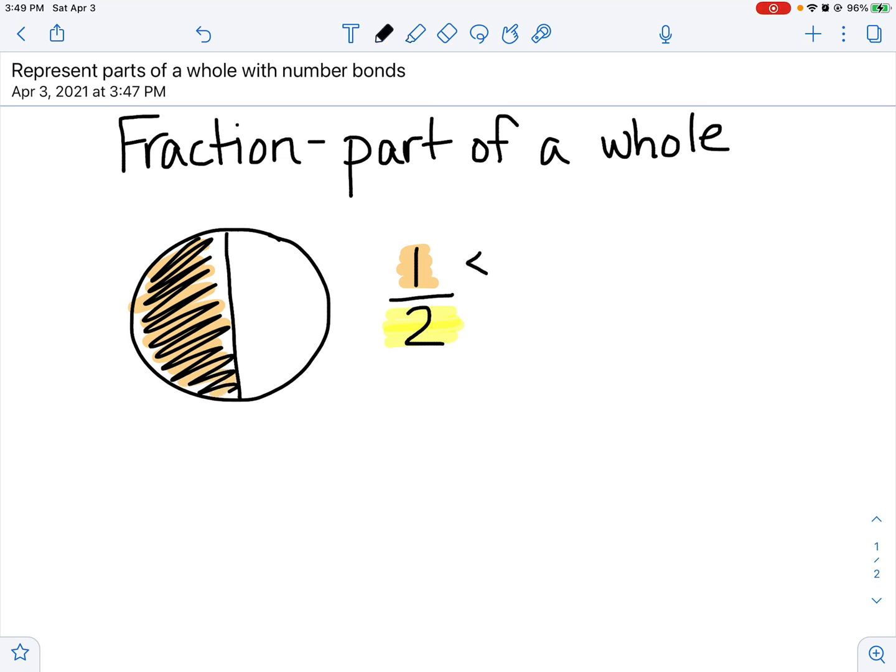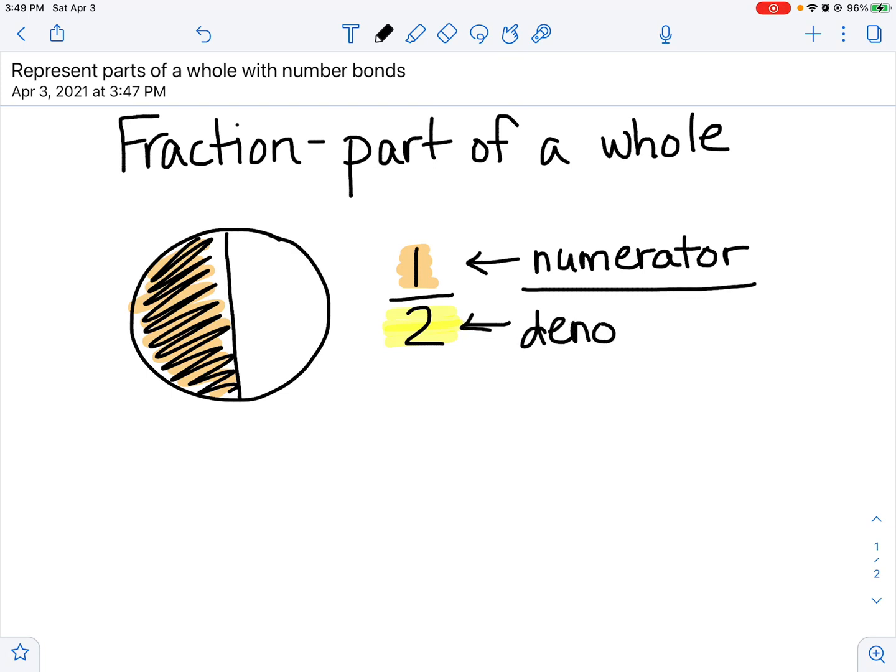Okay, so just a reminder, this is called the numerator, the top number, and that's the part of the whole that we're talking about. And then the bottom number is called our denominator, and our denominator tells us how many parts the whole has been broken up into. Okay, so how many parts of the whole, or our unit fraction.